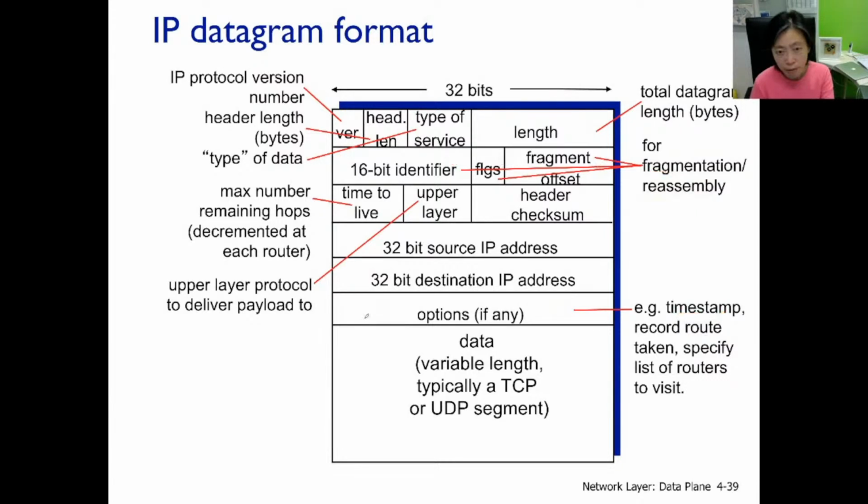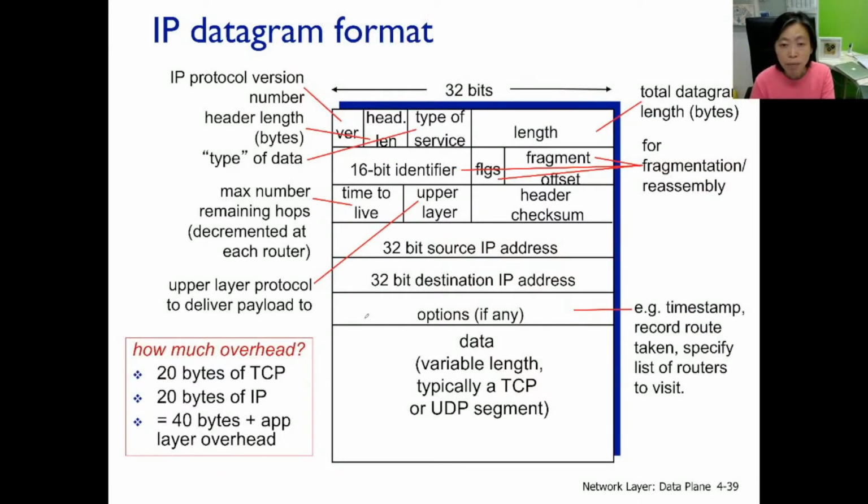Now, if you sum the header size together, each row is 32 bits, so it's 4 bytes each row, and we do have how many rows? 1, 2, 3, 4, 5 minimum, right? So that's at least 20 bytes. So the IP packet header itself is 20 bytes. We didn't count the TCP packet header explicitly, but it's also 20 bytes. So that's at least 40 bytes of header in a packet.